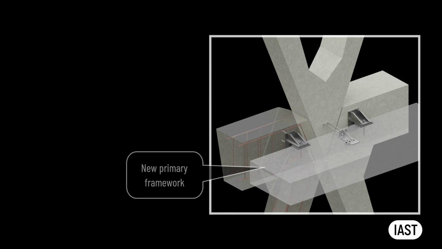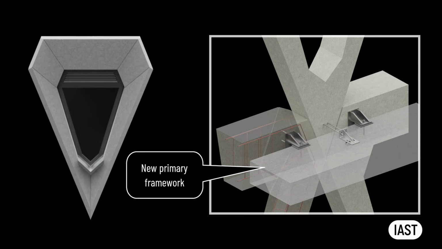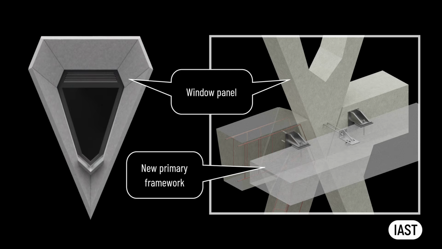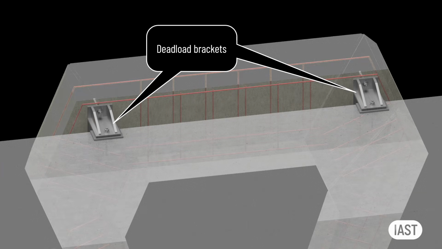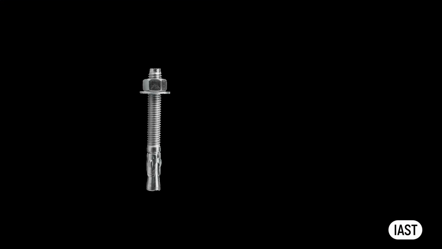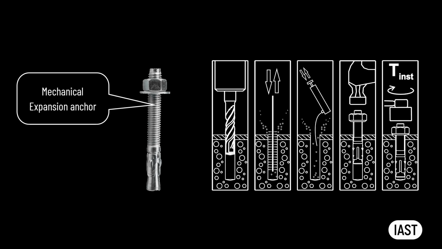Let's review the fixing selection process using the example of a scenario where the existing facade is disassembled and repurposed on the new primary framework in the form of a window panel facade. Two dead load brackets per panel are installed in the top horizontal part of the panel. It should be feasible to design the brackets so that the anchors are positioned in the middle of the horizontal part of the panel, avoiding rebars and being sufficiently far away from the edges. Mechanical expansion anchors could be considered for this application.